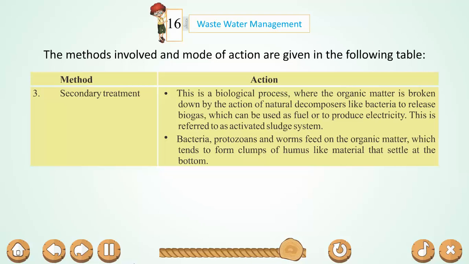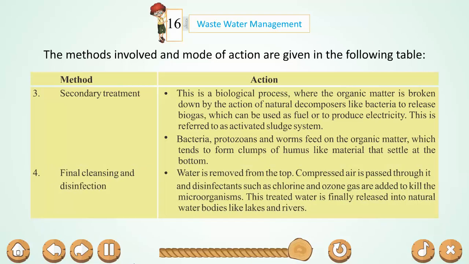Secondary treatment: this is a biological process where the organic matter is broken down by the action of natural decomposers like bacteria to release biogas, which can be used as a fuel or to produce electricity. This is referred to as activated sludge system. Bacteria, protozoa, and worms feed on the organic matter, which tends to form clumps of humus-like material that settle at the bottom.